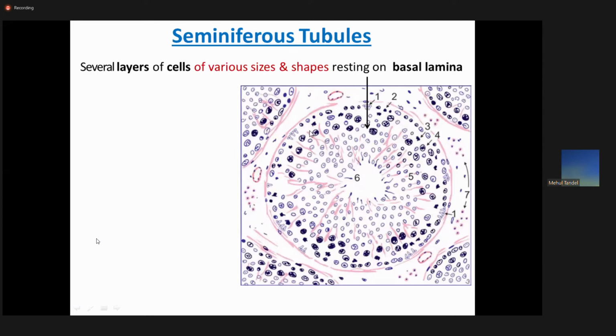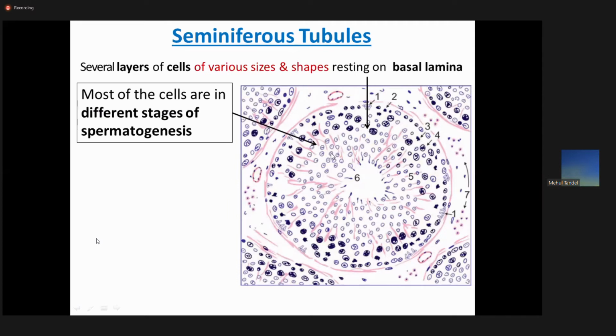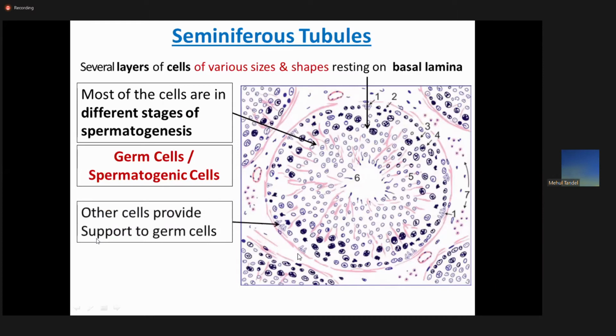Of cells of various size and shape. These cells are mainly of two types. Most of them are in different stages of spermatogenesis. These are the germ cells or spermatogenic cells, and the other cells are supporting cells that provide support to these.